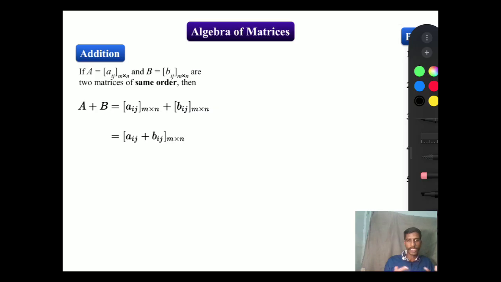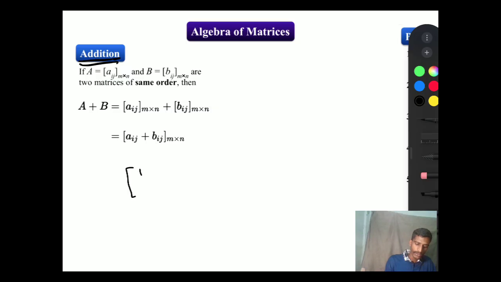Now we can move to the next section, that is the operations that we can perform in the algebra of a matrix. Number one, addition. How do we perform addition in a matrix?